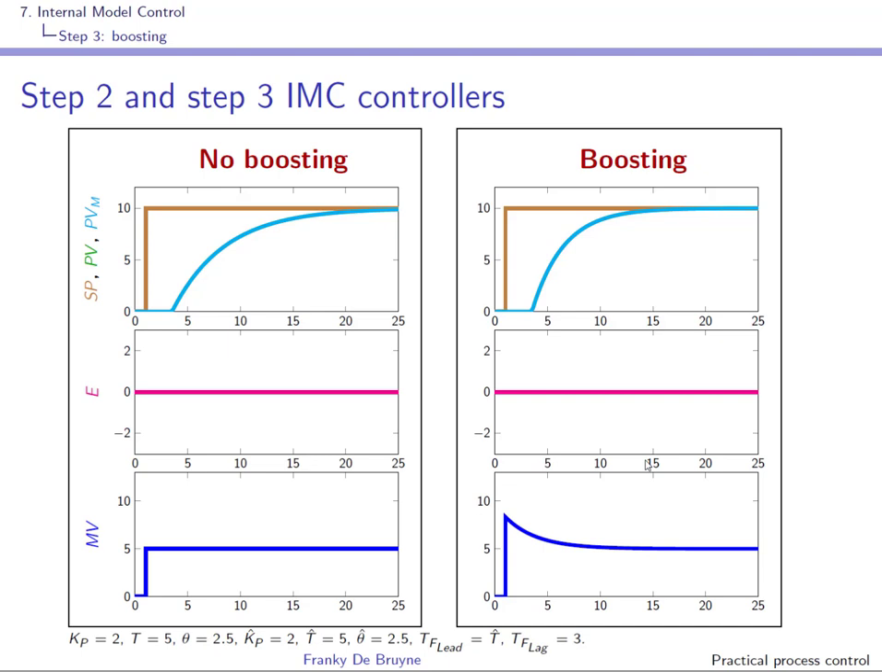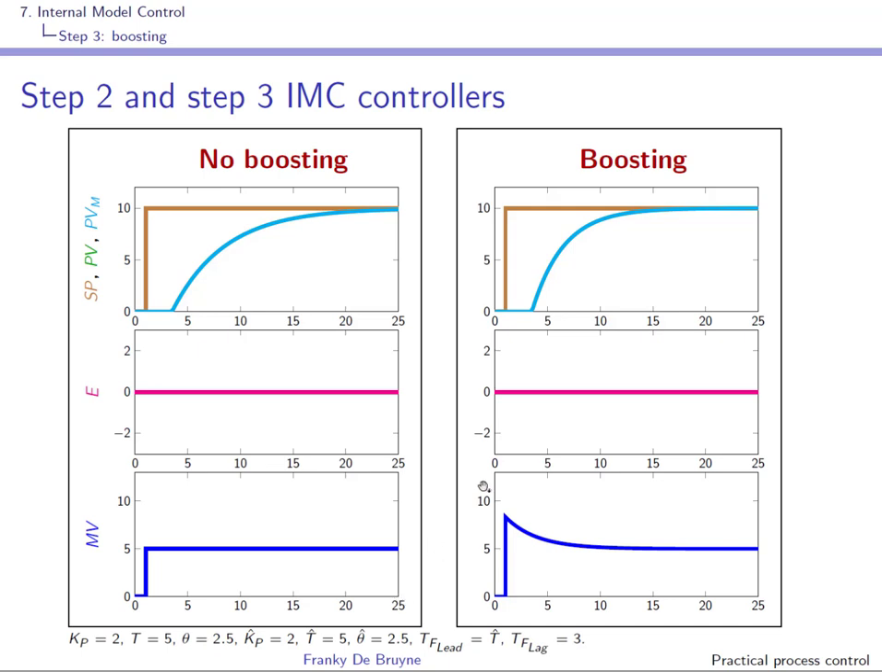We take the same process. So here is what we had obtained with the step 2 IMC controller in the case where the model is exact. This is actually the case in the two simulations here. The model is exact, but this is the step 2 IMC controller, so there is no boosting, as you can see. This means that the dynamics in open and closed loop are the same.